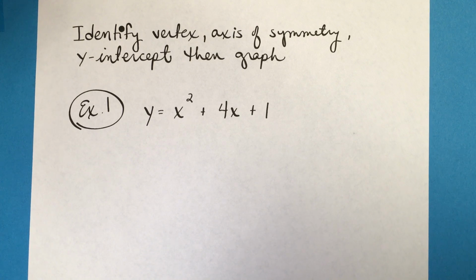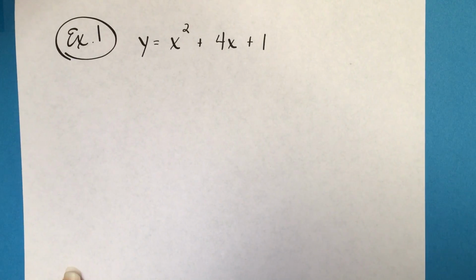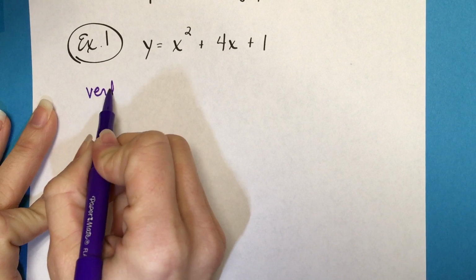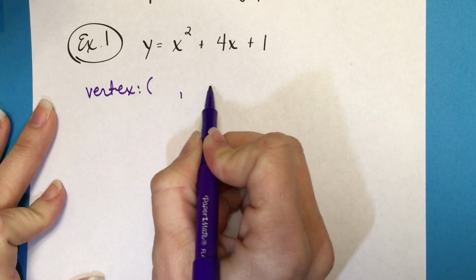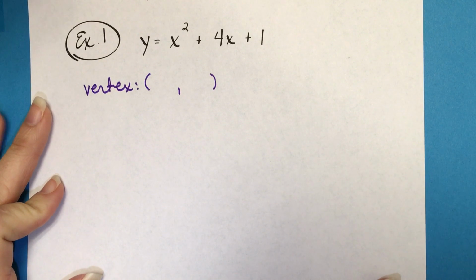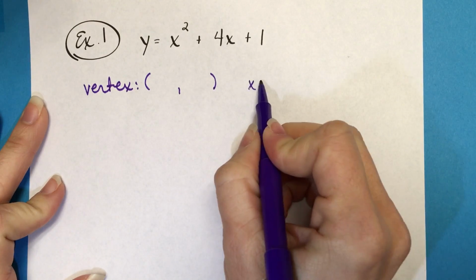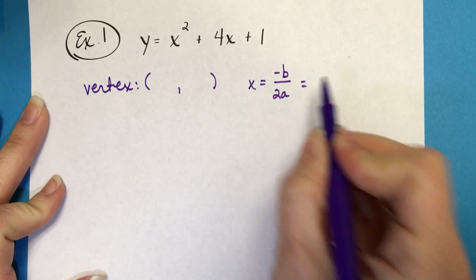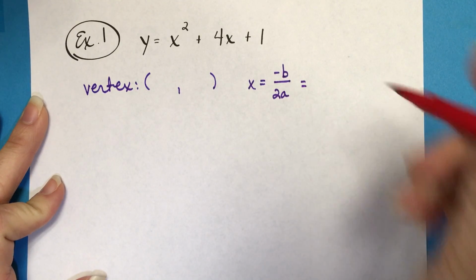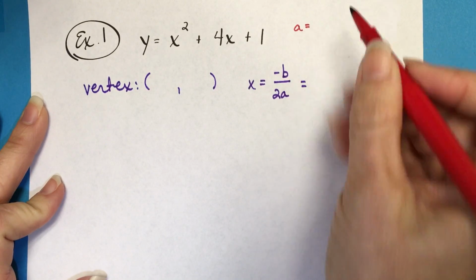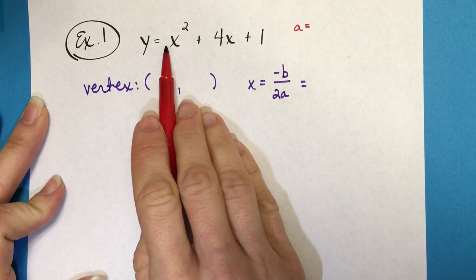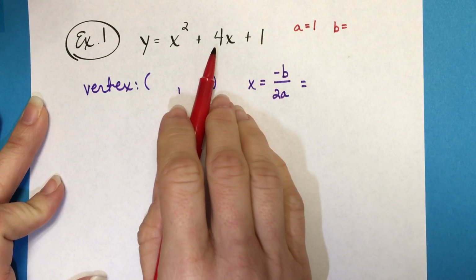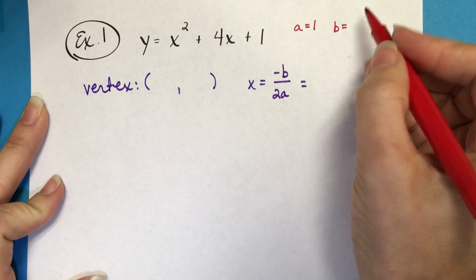Okay, so starting out with the vertex. I need to find the x-coordinate first, and that's going to be using the negative b divided by 2a. Now, for this particular problem, remember, a is always going to be the coefficient that you have of x squared, which is an understood 1, and b is always the coefficient of your x, so that would be a positive 4.